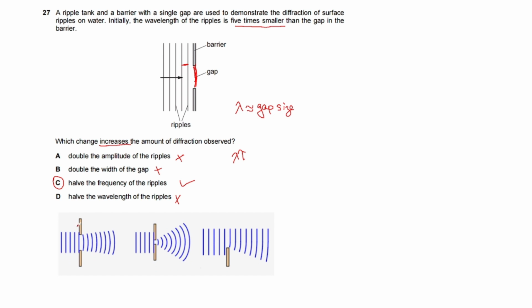So you could see that as the gap size is the same, the amount of diffraction, which means the spreading of the waves, is more.